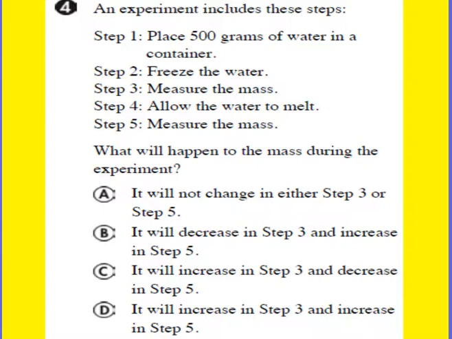An experiment included these steps. Step 1, place 500 grams of water in a container. Step 2, freeze the water. Step 3, measure the mass. Step 4, allow the water to melt. Step 5, measure the mass.